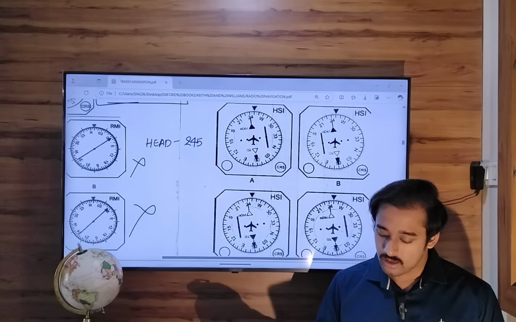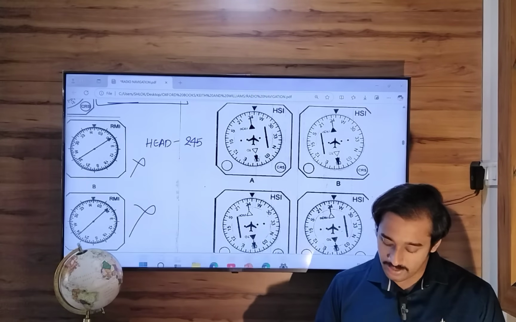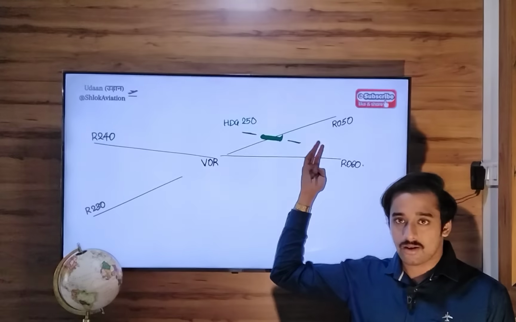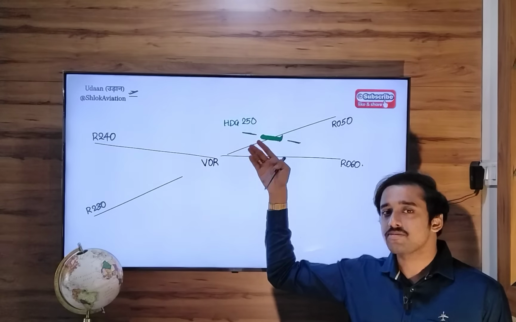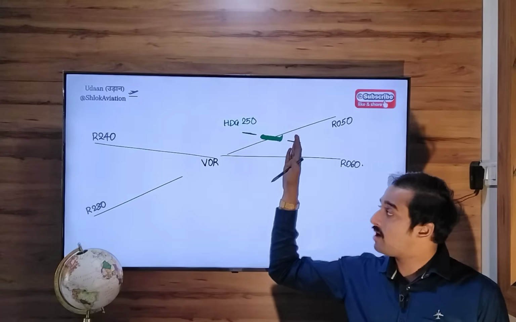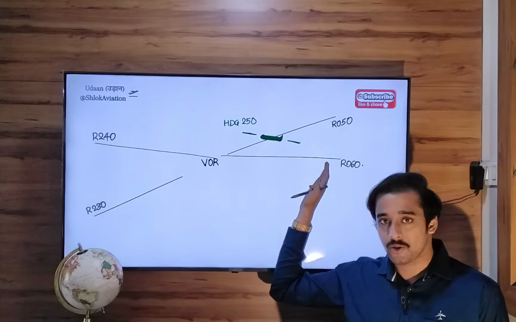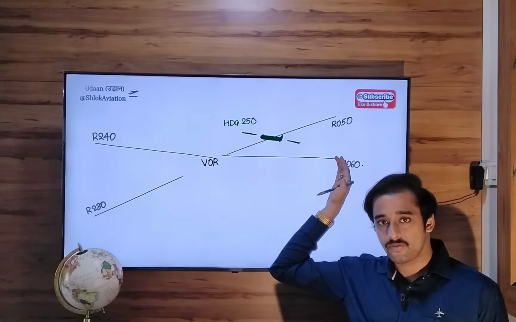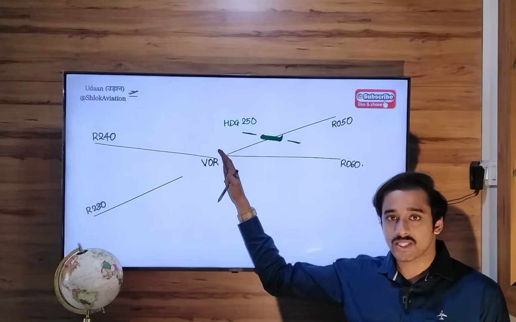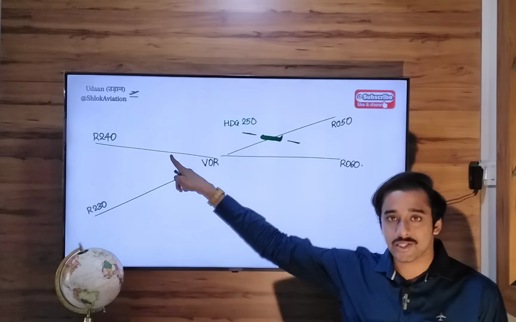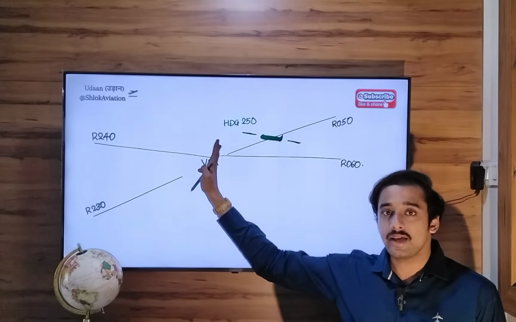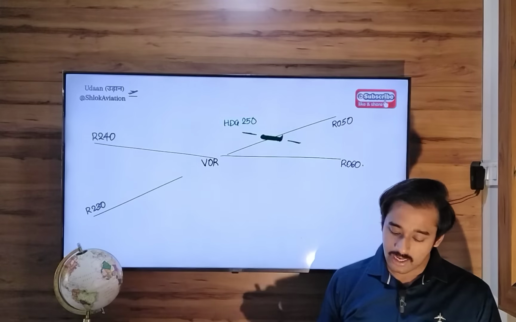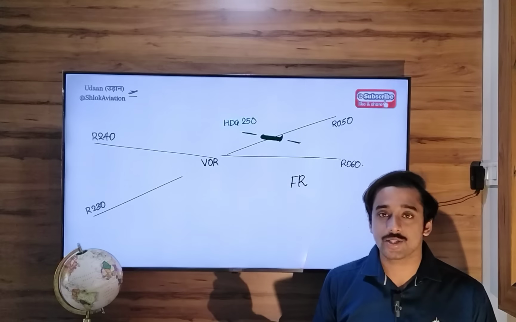Next thing, the to-from indication. Now look at this. You are on this side of the VOR on radial 050, which is meant to take you outbound. And now you have selected a course or radial of 060. If you follow that radial 060, you are going to fly outbound itself. If you want to fly inbound towards the VOR, you have to select any of these two radials, which will take you towards the VOR and then away from the VOR on this side. But the pilot has selected 060. That means the indication it should get is a from indication.